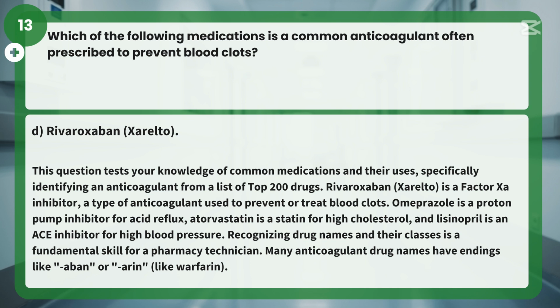Omeprazole is a proton pump inhibitor for acid reflux, atorvastatin is a statin for high cholesterol, and lisinopril is an ACE inhibitor for high blood pressure. Recognizing drug names and their classes is a fundamental skill for a pharmacy technician. Many anticoagulant drug names have endings like -aban or -arin, like warfarin.